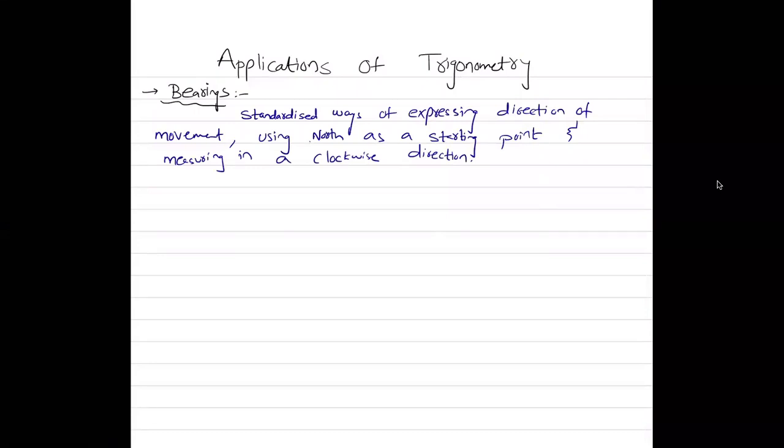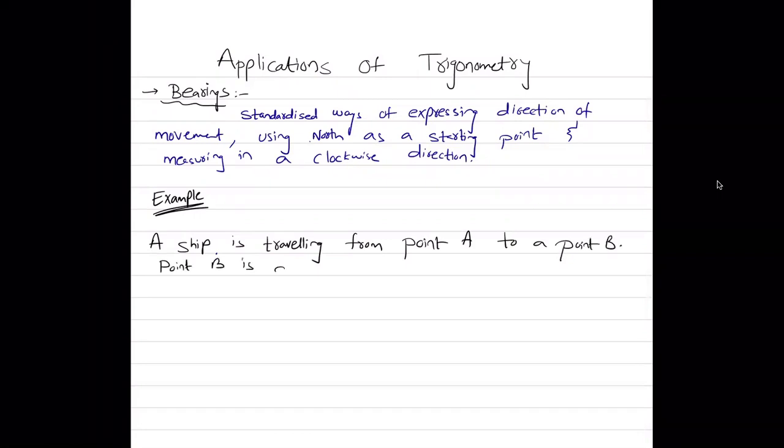Now, I'm going to give you an example first. A ship is traveling from point A to a point B. And that point B is due east of point A at an angle of 30 degrees.